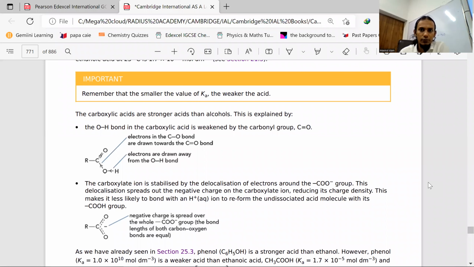carbon is delta positive, oxygen is delta negative, and this oxygen is delta negative. But here, since both of them around the carbon are C-O and C-O, a delocalized pi electron cloud forms. The carboxylate ion has a delocalized electron system, right?